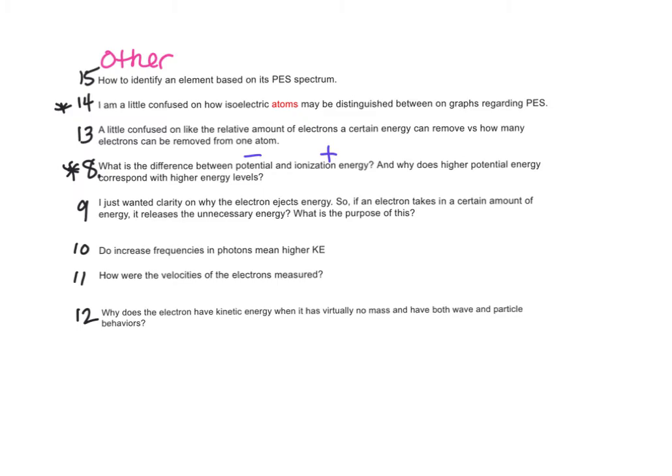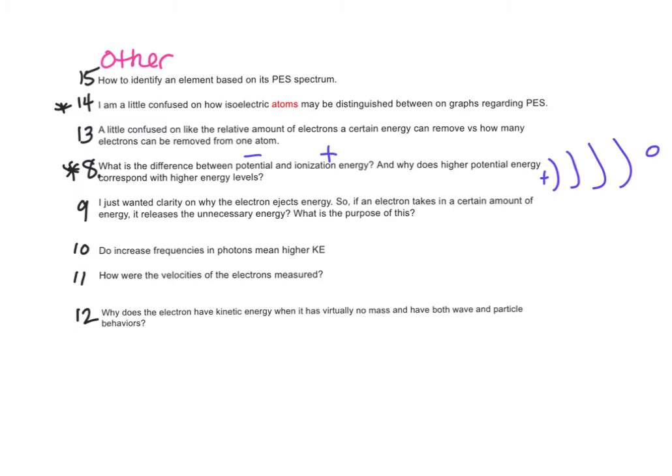And why does higher potential energy correspond with higher energy levels? So it's actually why does a less negative potential energy correspond with higher energy levels? And that's because here's your nucleus, and then you have energy levels that are further away. You have energies of electrons becoming less negative as they reach infinitely far from the nucleus, or zero energy.